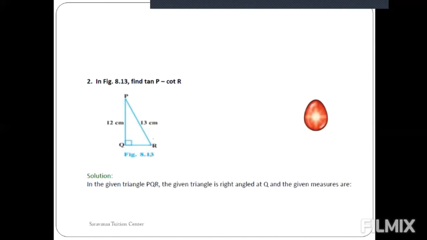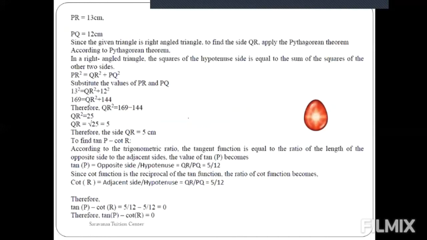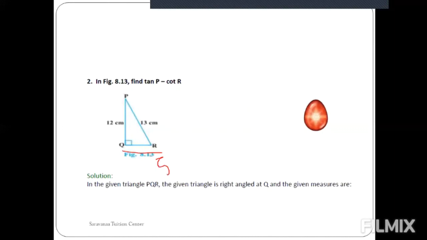In figure 8.13, find tan P minus cot R. Before this, you need to find QR, the other side. For that, you need to use Pythagoras theorem. You found that this is 5 centimeter. Now tan P, the angle is here. Tan P equals, tan means opposite by adjacent. So opposite is 5 by adjacent 12.